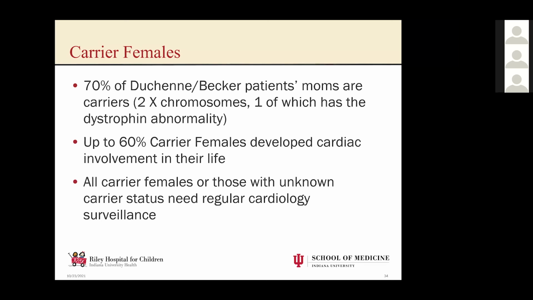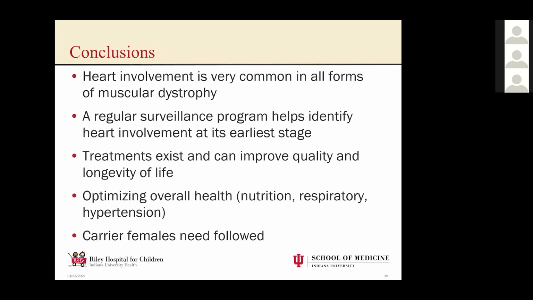And so the short purpose of this slide is to make sure all carrier females, or those with unknown carrier status because they haven't got genetic testing, need regular cardiology surveillance. That typically means getting at least an EKG and an echo, and if things look normal, then periodically repeating that every 3 years or so. And then of course, if you get screened and you have cardiomyopathy or heart muscle abnormalities, making sure that you're seeing a cardiologist who's versed in taking care of patients with that is very, very important.